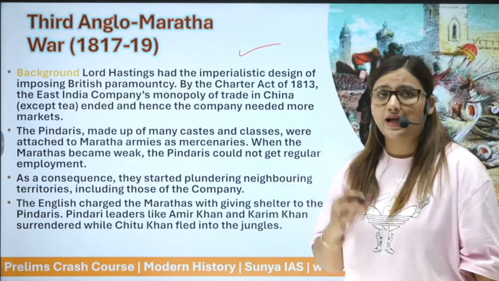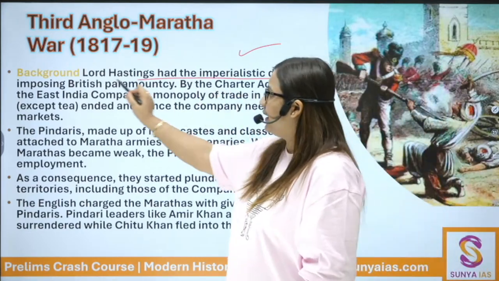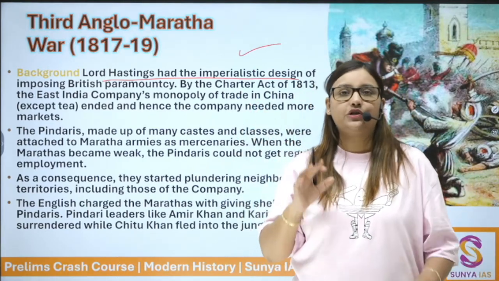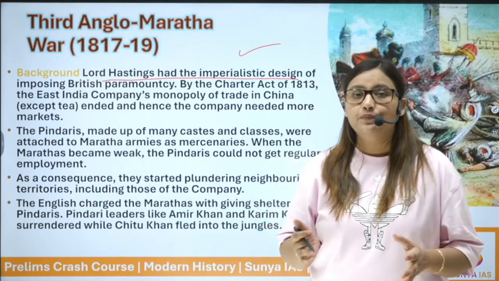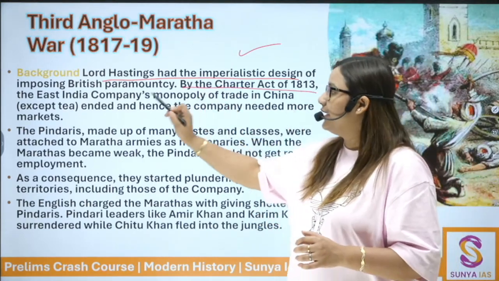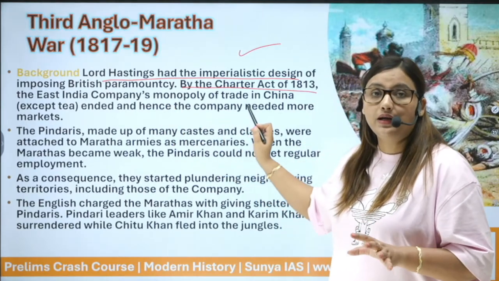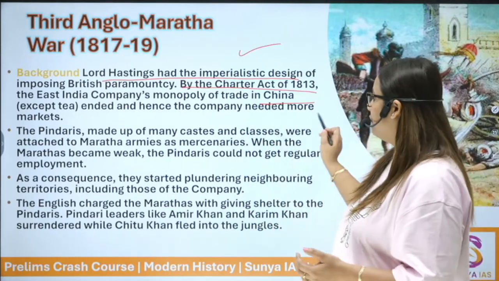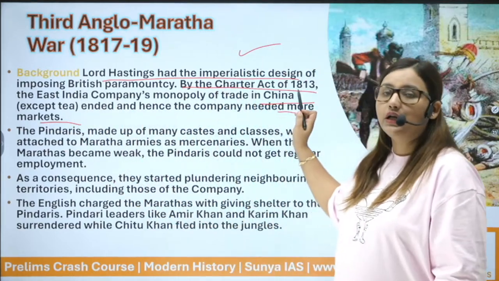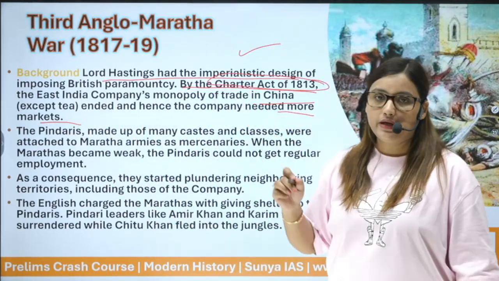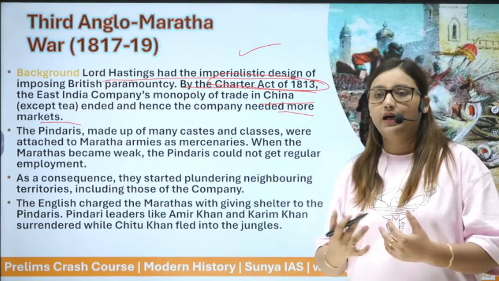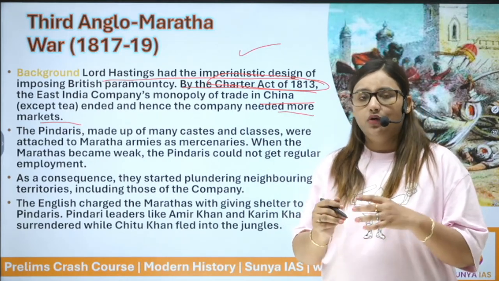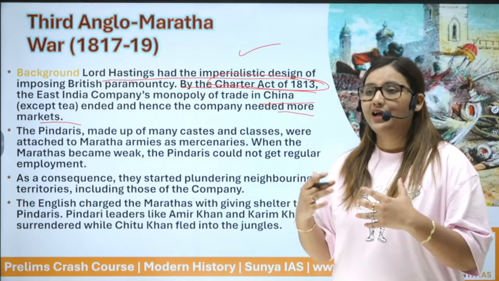So the background is Lord Hastings was there and he was very imperialistic by his nature. He wanted to have British paramountcy and he used to follow it very strictly that Britishers should be the paramount power everywhere. By the Charter Act of 1813, the company's monopoly on the trade in China except tea was ended and hence the company needed more markets. So if you remember, if you read the Charter Act of 1813, it was towards the centralization of India, and in this Charter Act they wanted that more business people, owners, plantation owners should come to India and they should expand the business.